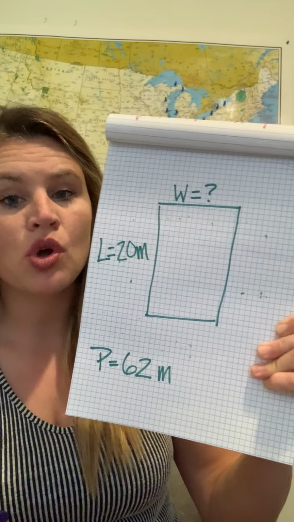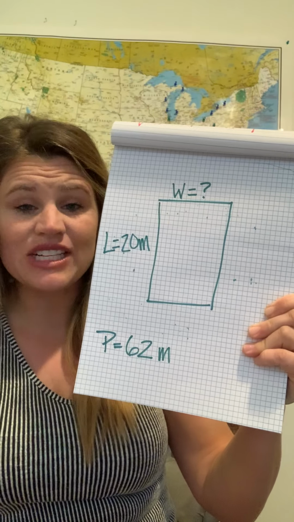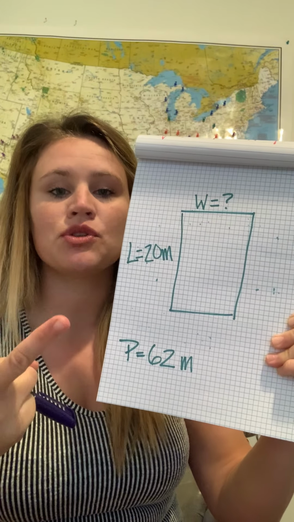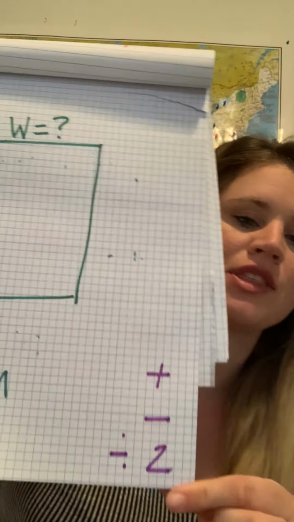Well, what have I told you guys to get this right every time? There are 3 things we need to do. Add, subtract, divide by 2. So at the bottom of my paper, I'm going to put those 3 things. I'm going to add, I'm going to subtract, and I'm going to divide by 2. That's just my reminder at the bottom.